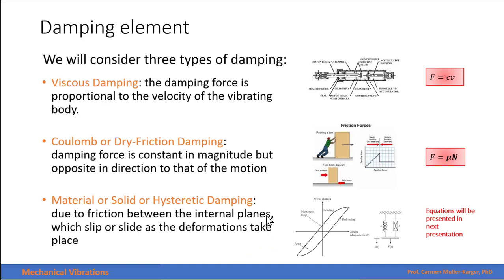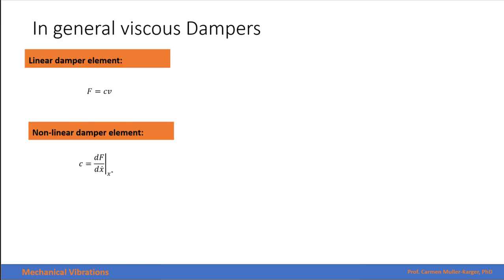The last type of damping that we will have is the material or solid or hysteretic damping, and it is due to friction between the internal planes, which slip or slide, and the deformation that occurs inside the bodies. Well, we have a hysteretic loop, and that will describe the energy loss in the system. Those equations will be presented in the next presentation.